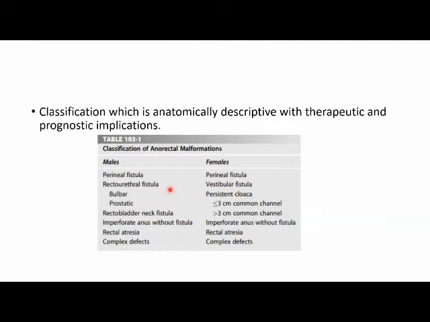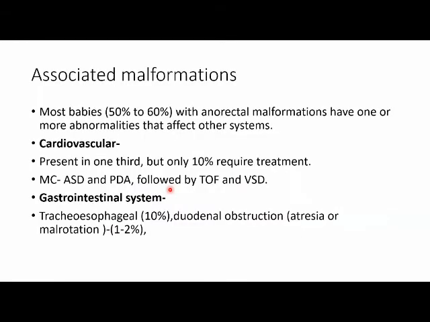entity later on. Now, coming to the associated malformations in the case of anorectal malformation. Most of the babies, approximately 50 to 60% of the cases of anorectal malformations, have one or more abnormalities that affect other systems. So, proper evaluation of an ARM case in the first 24 hours is essential. It determines the prognosis of the child. So, we'll start off with the involvement of the cardiovascular system.